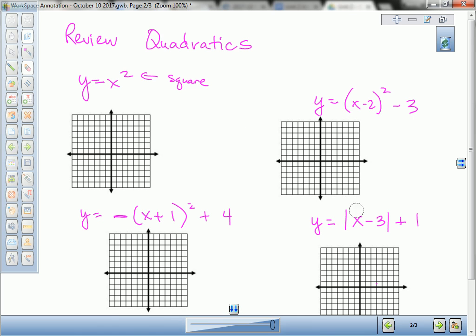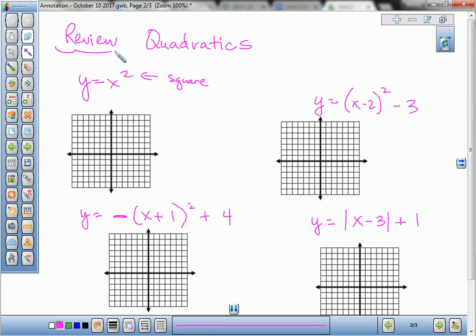Okay, so first I'm going to review quadratics, but I'm going to teach it like you don't know anything, which for some of you is about right. Okay, so that's okay. Here we go.